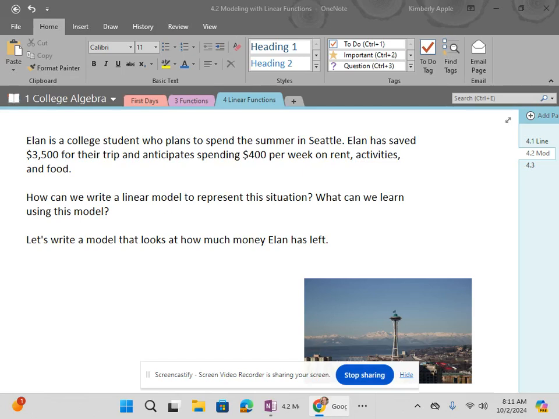All right, so if you want to take a second and read over the scenarios so we can talk about it and you'll know what I'm talking about. So we have a college student that's spending a summer in Seattle. They're going to save some money for the trip, and they've kind of budgeted out to be spending about $400 a week.